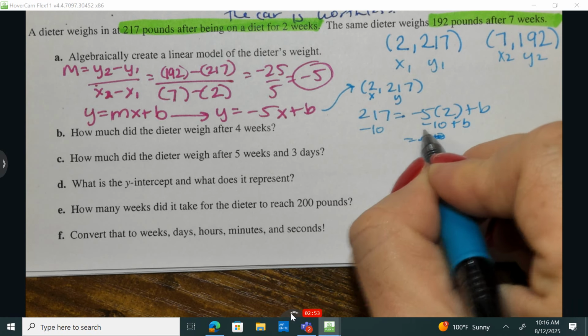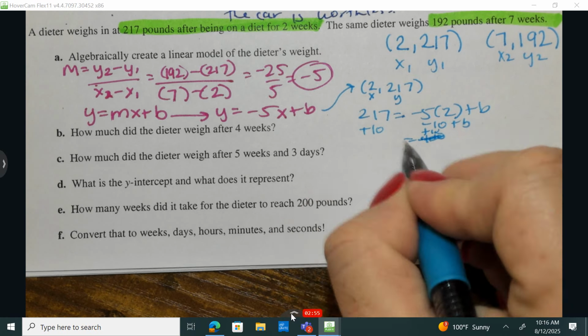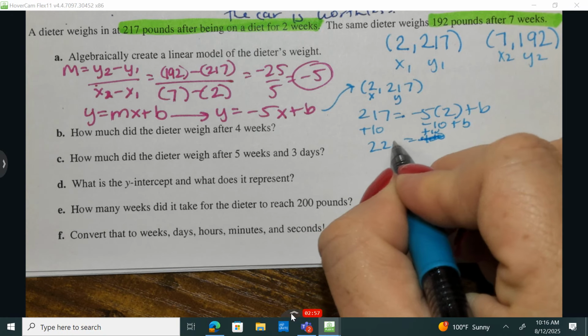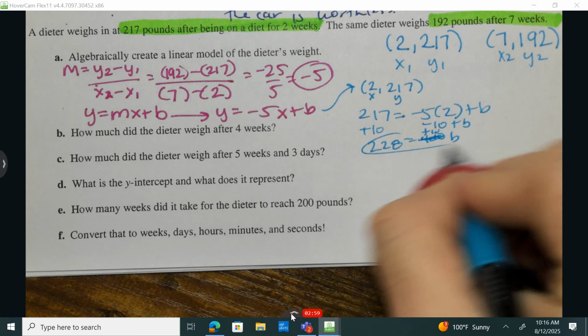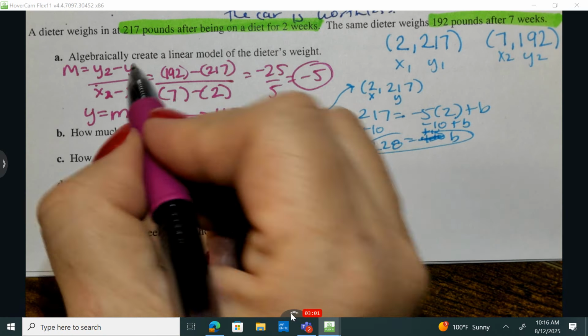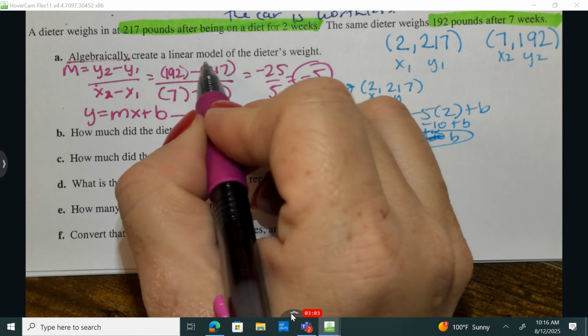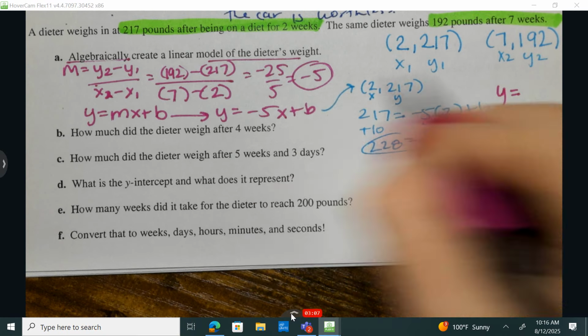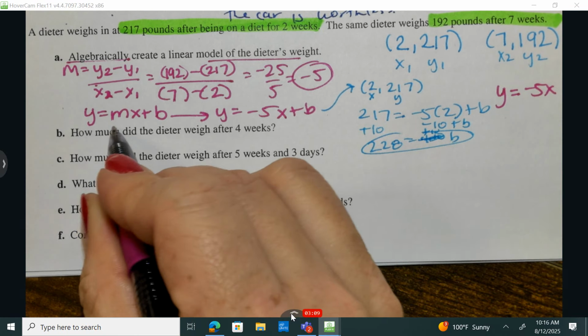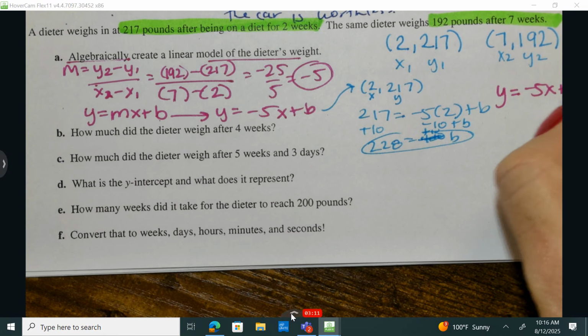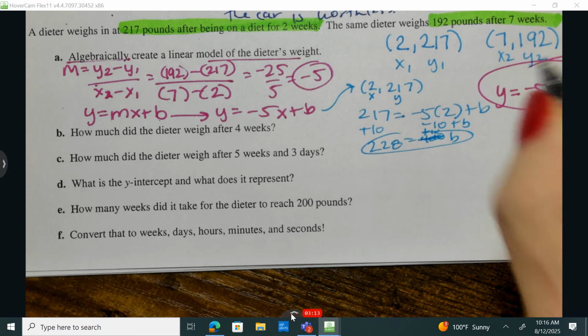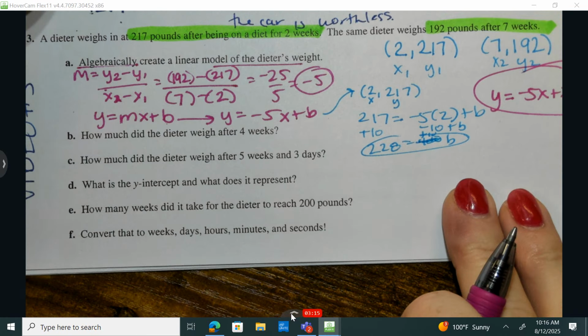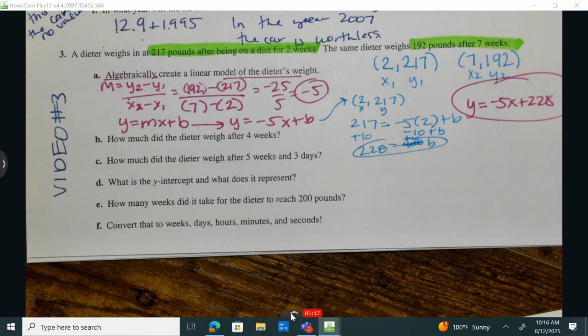So this is negative 10. I'm going to add 10 to both sides, add 10. So 228 equals B. Not done yet. It asks me to algebraically create a model. So here's my equation. Y equals, we have a slope of negative 5x, and now I've identified the B to be positive 228. At this level of math, you need to know what does that, yes.